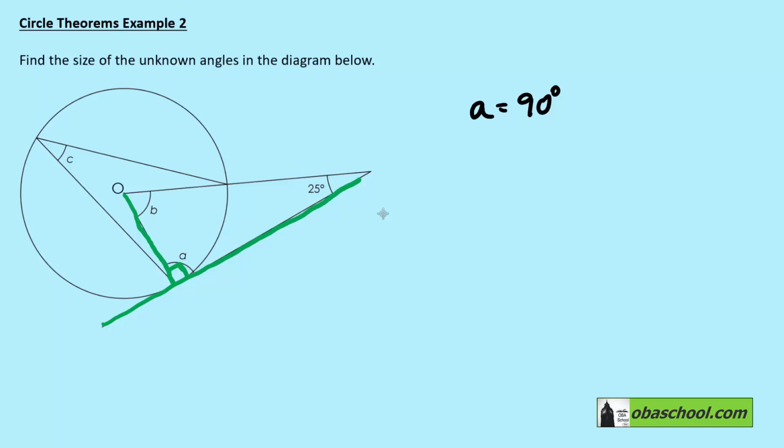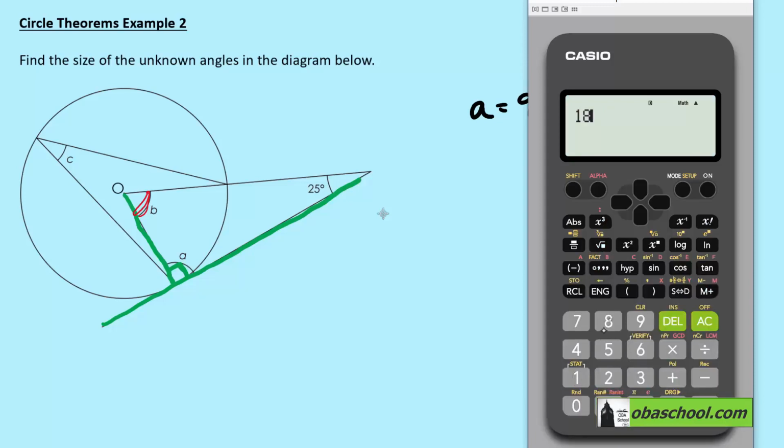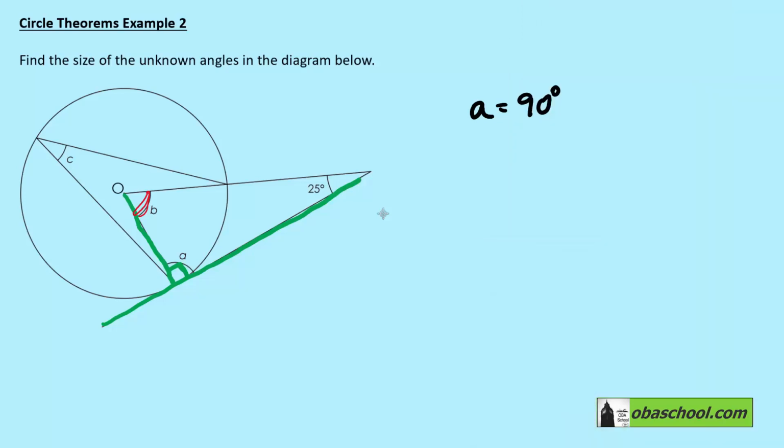We can now find the angle B because we know the angles in a triangle add to 180. So I've got 180, take away 90, take away 25, gives us 65 degrees. So in other words, this one here is 65 degrees. And of course, if we needed to give a reason, we could give the reason that we just explained.